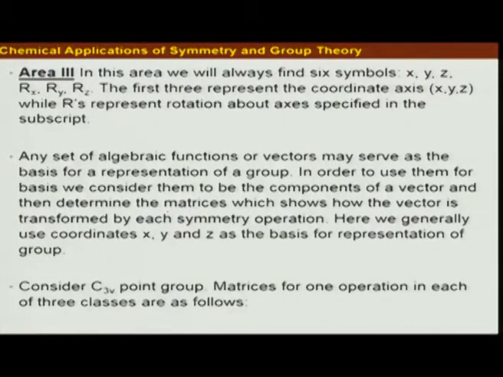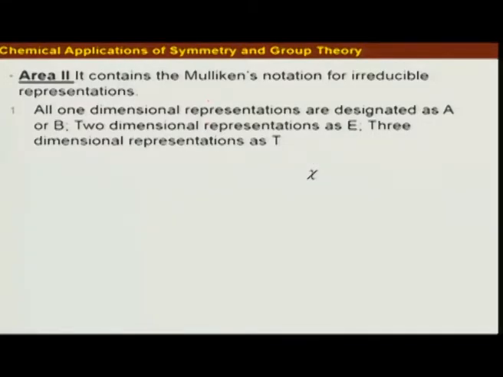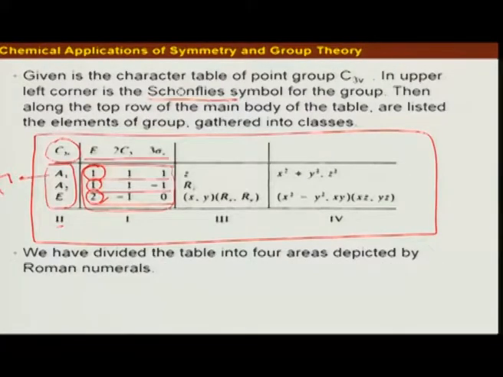Next, we look at area 3. So area 3, if you look at, what do we have? We have 6 different symbols. Okay, so let's have a look at area 3. So this is the region I'm talking about. So we have a total of 6 symbols: 1, 2, 3, 4, 5, 6. So x, y, z and rx, ry, rz.